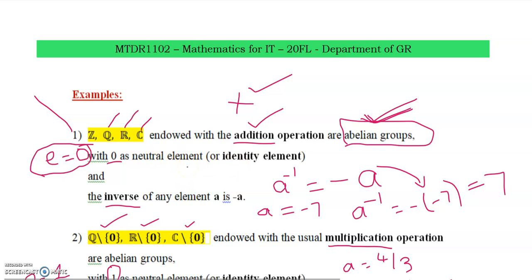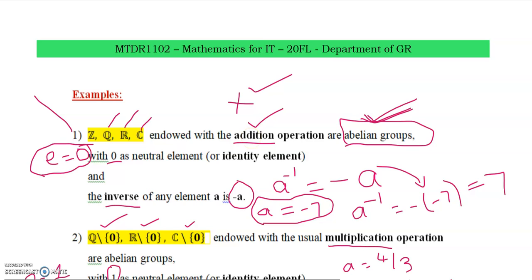Now how to find the inverse of any element? Suppose I take a equal to -7. Then how to find the inverse of a? See here what is given in the example: the inverse of any element a is -a. This is given in the example, because of the binary operation addition.